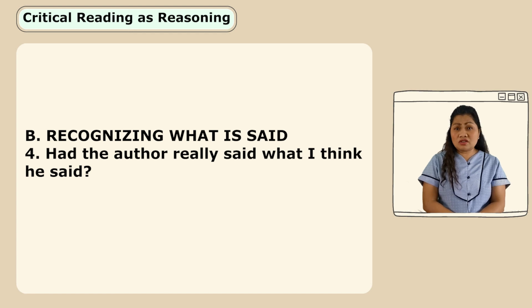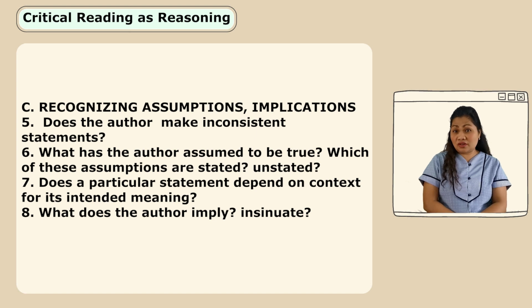The next one, recognizing what is said. Had the author really said what I think he said? The third one, recognizing assumptions and implications. Does the author make inconsistent statements? What does the author assume to be true? Which of these assumptions are stated, unstated? Does a particular statement depend on context for its intended meaning? What does the author imply? Insinuate?